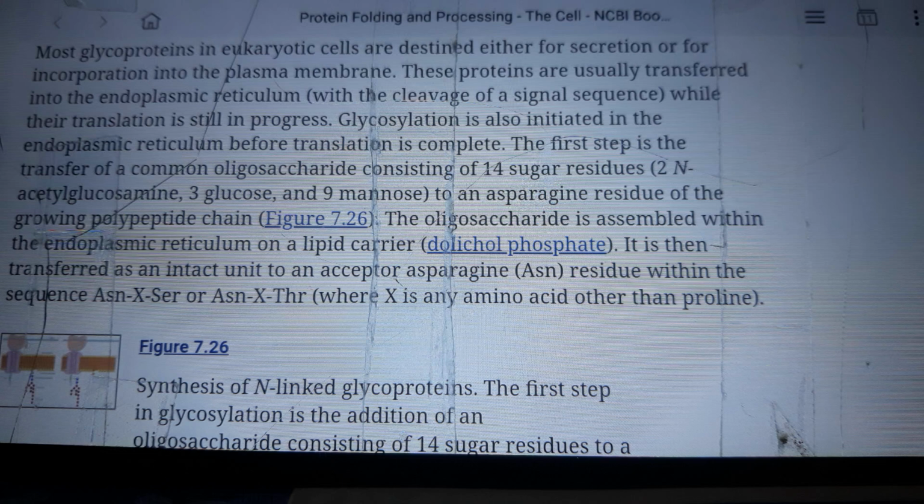plasma membrane. These proteins are usually transferred into the endoplasmic reticulum with the cleavage of a signal sequence while translation is in progress. Glycosylation is also initiated in the endoplasmic reticulum before translation is complete. The first step is the transfer of a common oligosaccharide consisting of 14 sugar residues, 2 N-acetylglucosamine, 3 glucose, and 9 mannose, to an asparagine residue of the growing polypeptide chain.